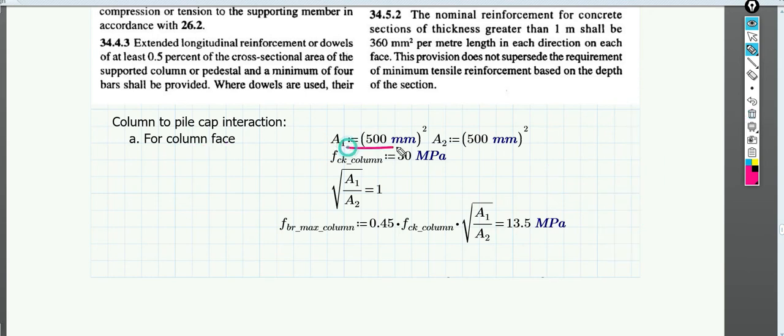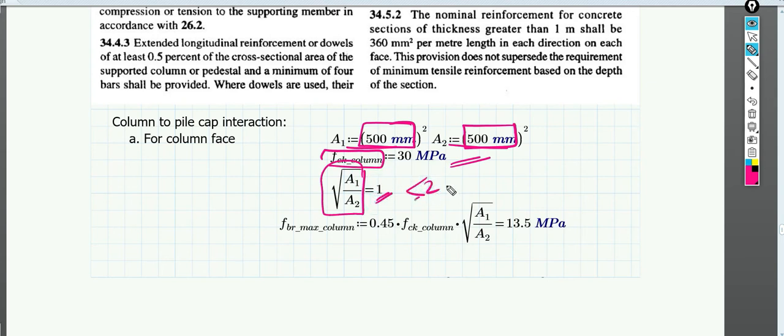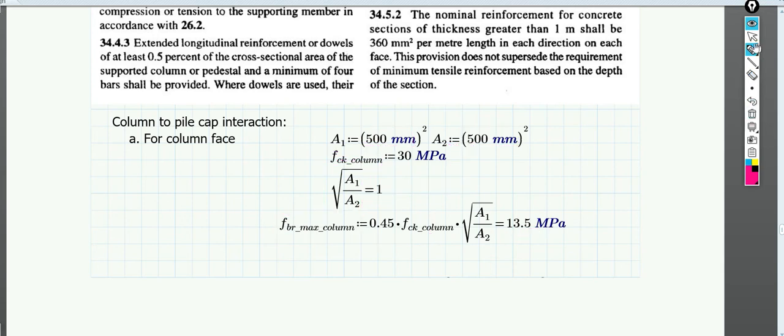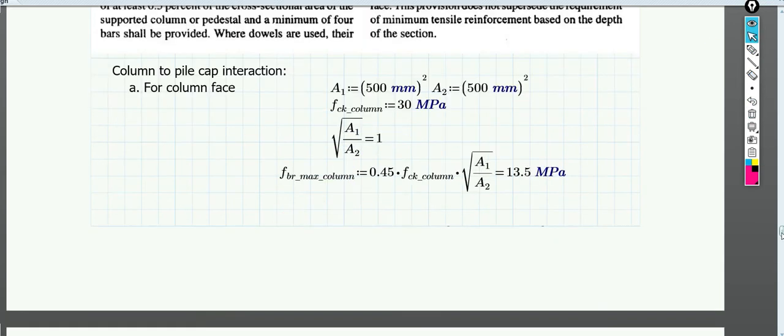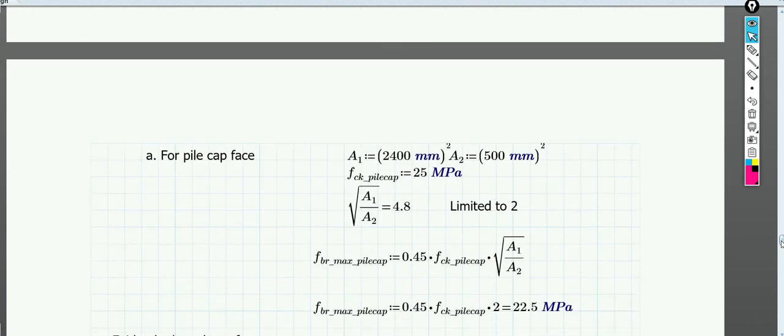So first of all, let's find out at the column face. Here A1 and A2 both will be the dimension of the column, that means 500 mm square. Then FCK of the column is already provided, which is M30, that is 30 MPa. If we find A1 by A2 here, it becomes 1, so it is less than 2, so it is okay. The maximum bearing stress for the column comes out to be 0.4 FCK times root of A1 by A2, which is 13.5.